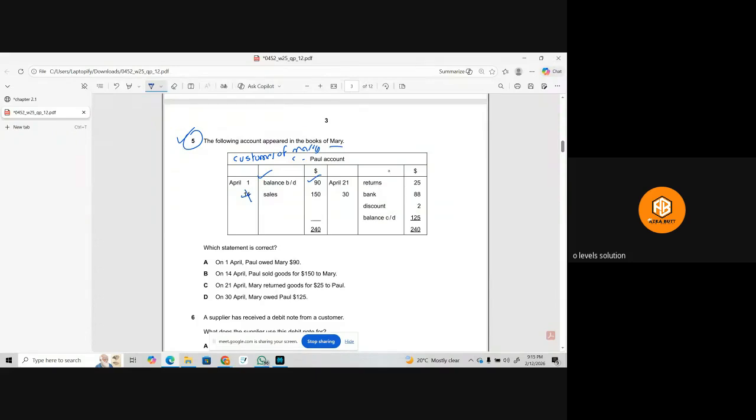So C part is also not correct because returns on 21st April are on the credit side, meaning that Paul returned goods to Mary, not the other way around. So most likely the A option is the right one. If you see the last one, the D one, it shows that on 30th April, Mary owed Paul 125. But if you see the closing balance c/d, it is a debit balance. So Paul owes Mary, not Mary owing Paul. So that's why A option is the right option.